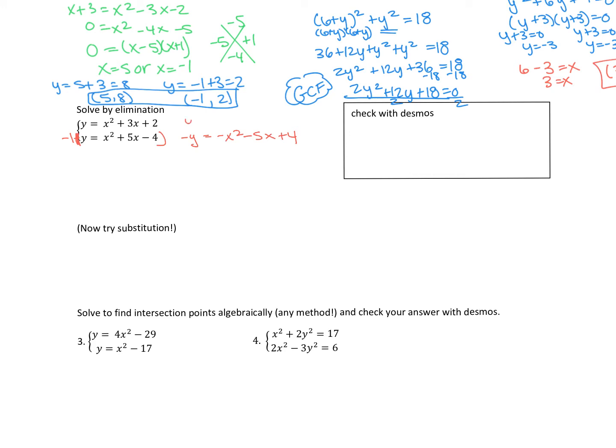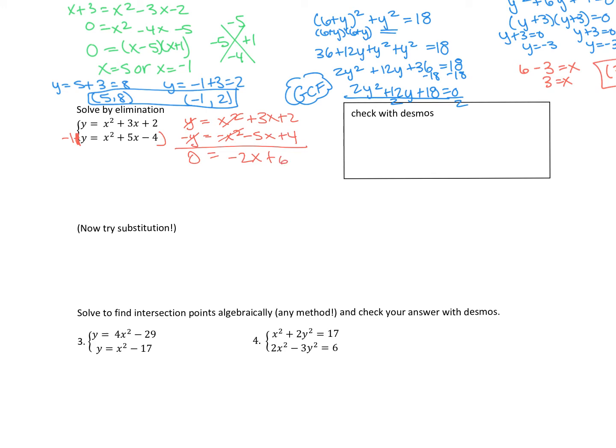Now you'll see when I write my top equation above it, y equals x squared plus 3x plus 2, that when I add these two together, conveniently my y terms cancel. I'm going to be left with just x's, which is awesome. I can solve for x. Even better, my x squared terms cancel. So this cancels to 0 on the left. My x squared terms cancel. And it looks like I get negative 2x plus 6.